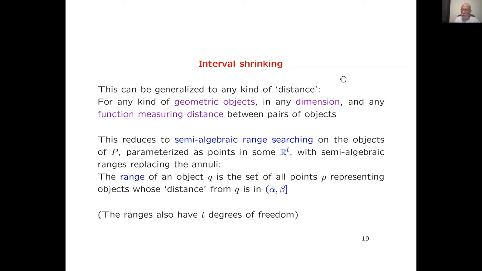So this calls for batched semi-algebraic range searching, where we have n points in some dimension and n ranges in this particular case. And it's interesting to note that each range has also t degrees of freedom, because each range is in fact a point. It comes from a point like the center of the annuli earlier, and the point defines the range. This alpha and beta are fixed, are not part of the input. So we have a symmetric version of the problem where both input objects and query ranges have the same number of degrees of freedom.